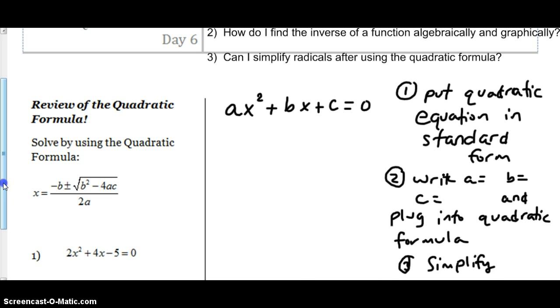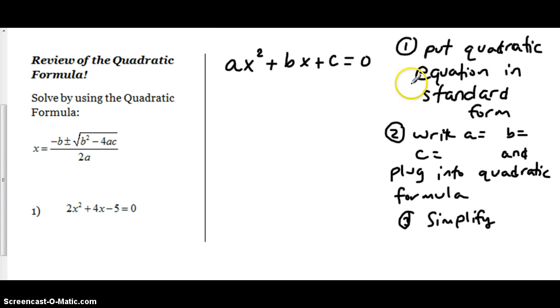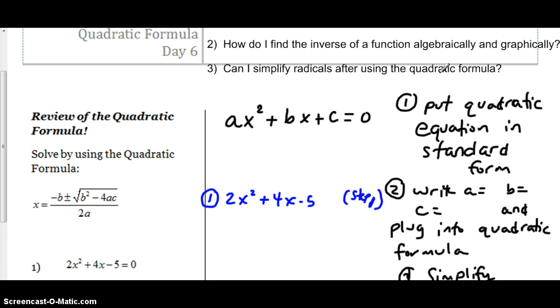So for number 1, we already have it in standard form. We have everything on the left side, and it's simplified. So we have ax squared plus bx plus c. So number 1 is already in standard form. So step 1 is finished. So I'm going to go ahead and write number 1 in the problem down. And that step 1 is already all set. Okay. Step 2 is going to be writing a equals, b equals, and c equals.